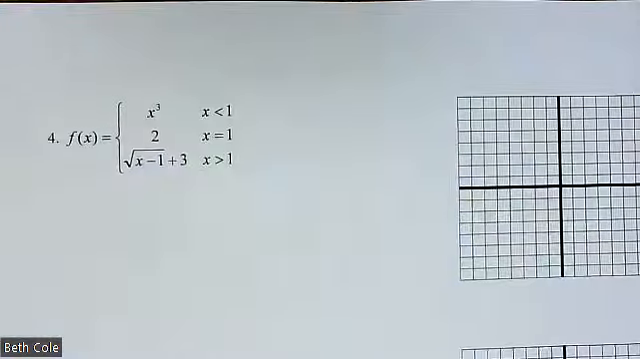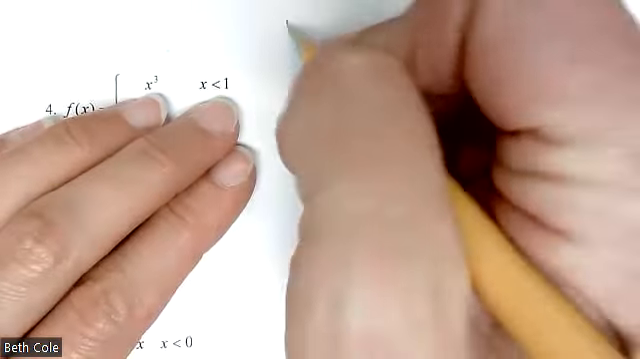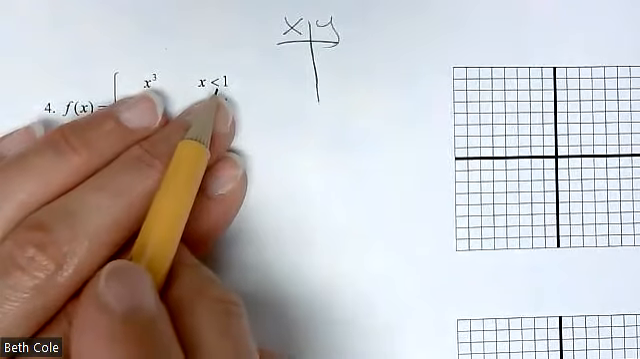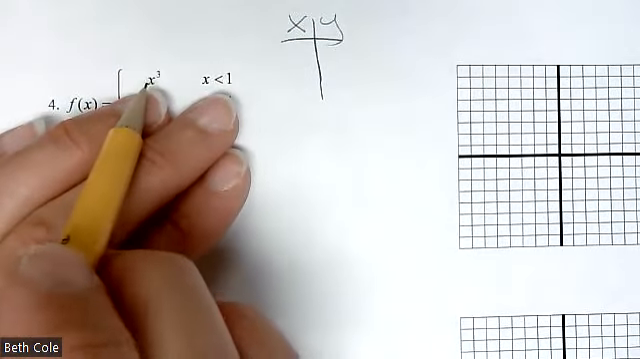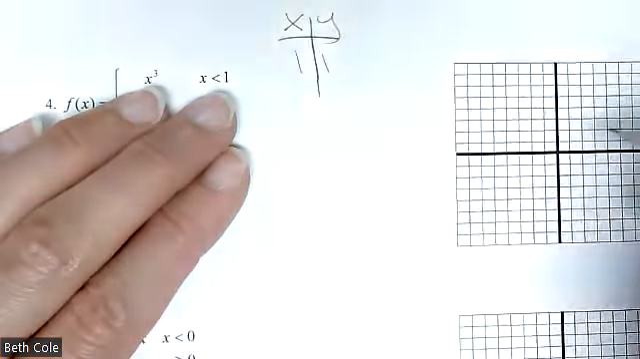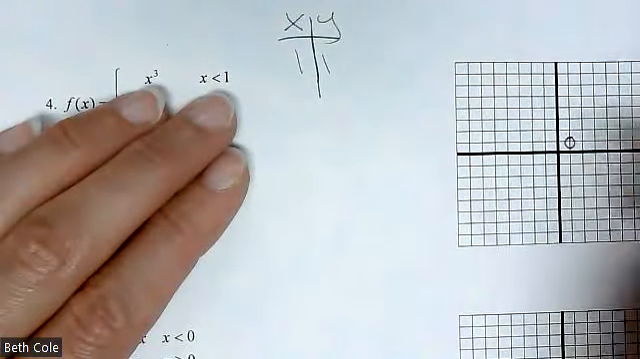Oh, this one has 3 pieces. You see that? You'll be okay. First one, we're going to start at 1. I'll make a little table for us. What kind of circle will we put? Open. Good. If you plug in 1, 1 cubed is 1. Just make it be an open circle.